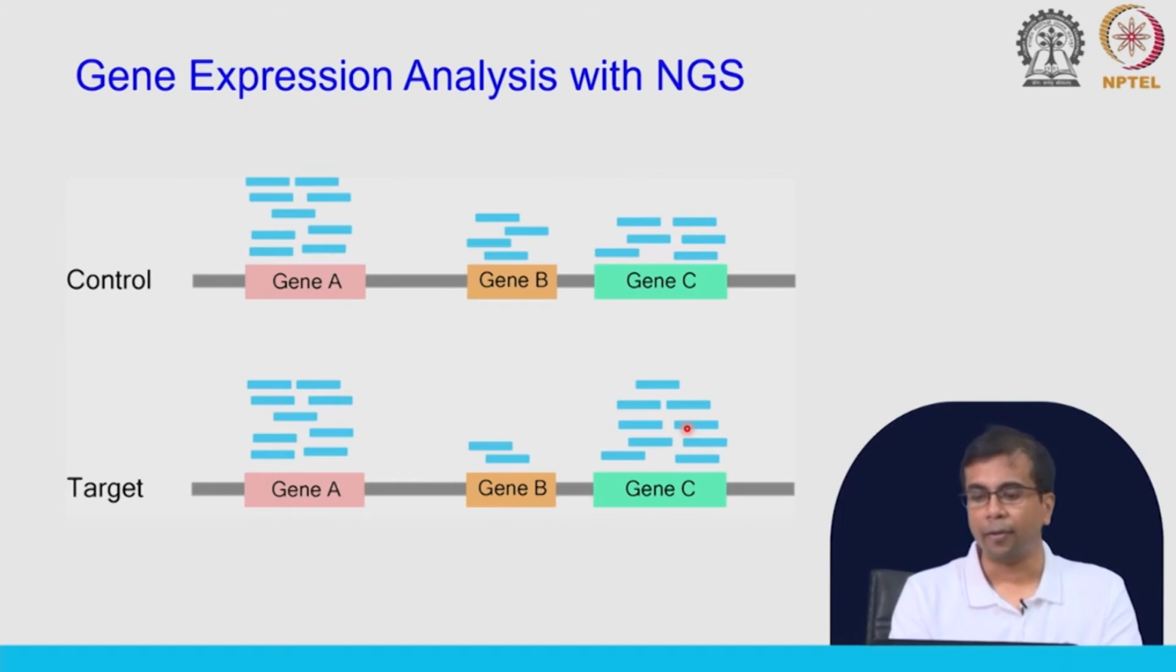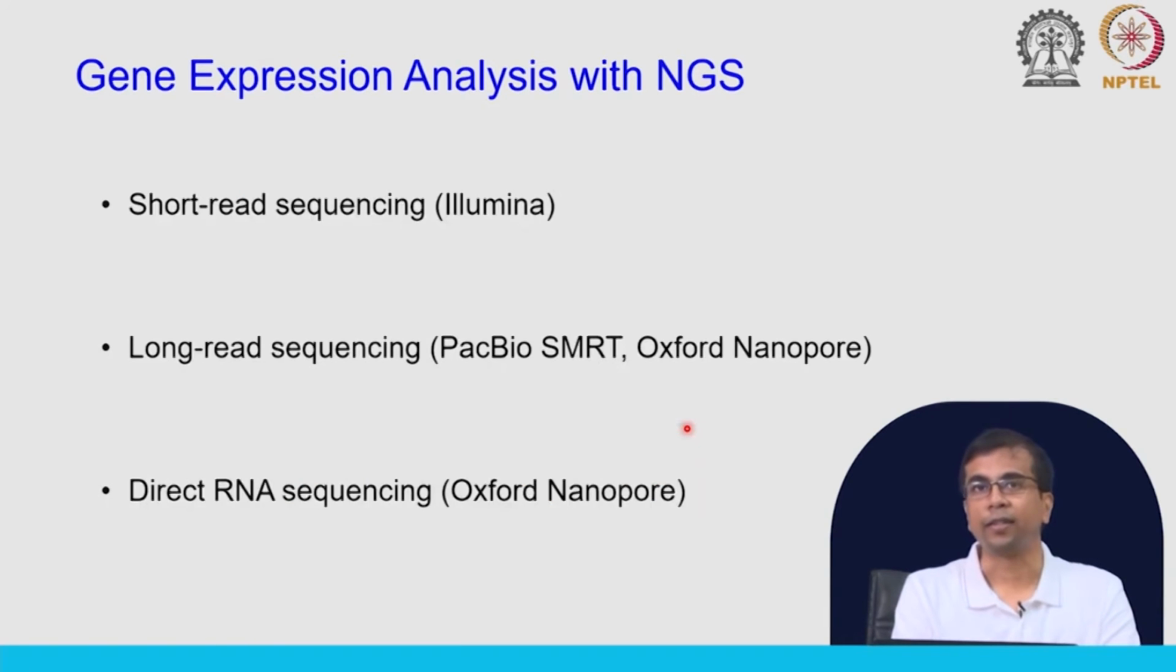Now, when you are doing this gene expression analysis, you can do this with short read sequencing, for example, Illumina platform. You can do this in long read sequencing now with PacBio or Oxford Nanopore, and you can do direct RNA sequencing using Oxford Nanopore, right. So, if you remember the principle of the nanopore platform, you can actually directly pass RNA and you can detect the signals and identify the bases.